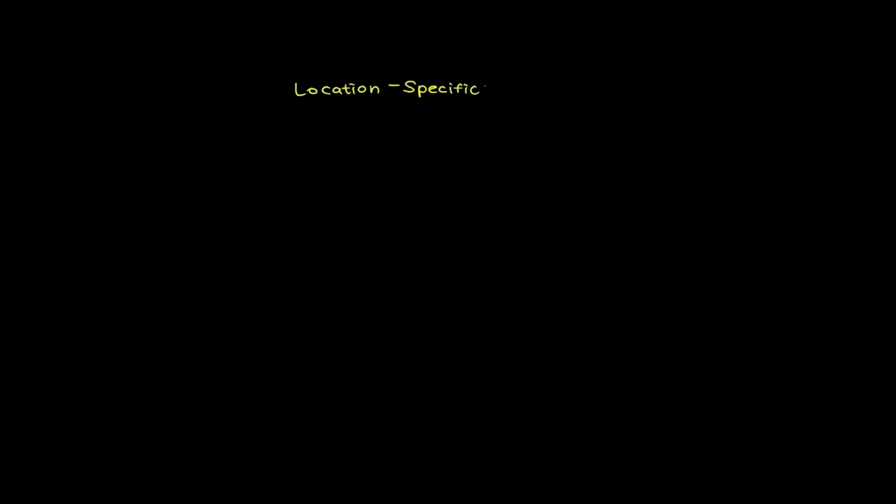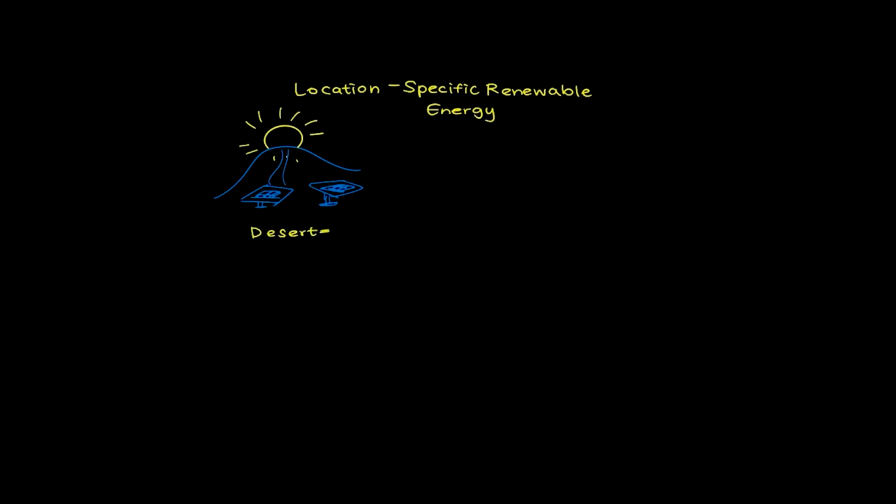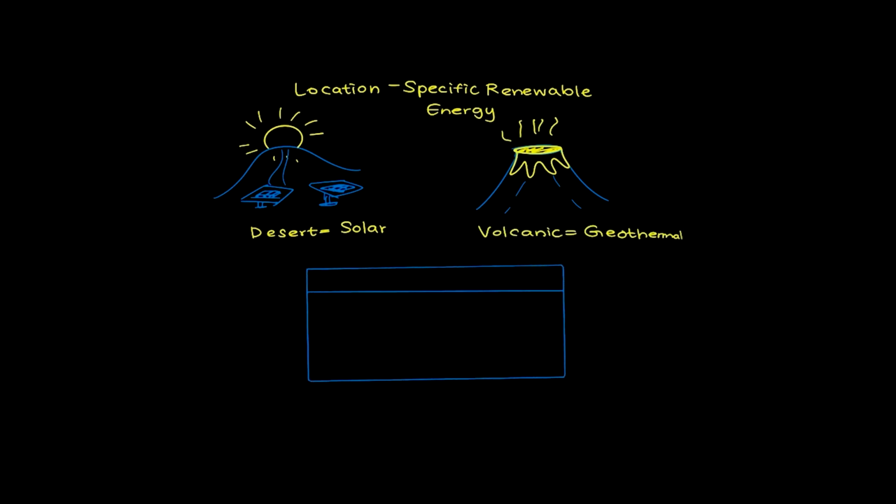Energy experts recommend mixing renewable sources rather than relying on just one. A desert region should prioritize solar. Abundant sunshine makes it efficient there. A volcanic island should emphasize geothermal. Underground heat is readily accessible. Why the different recommendations? Renewable sources have location-specific advantages.